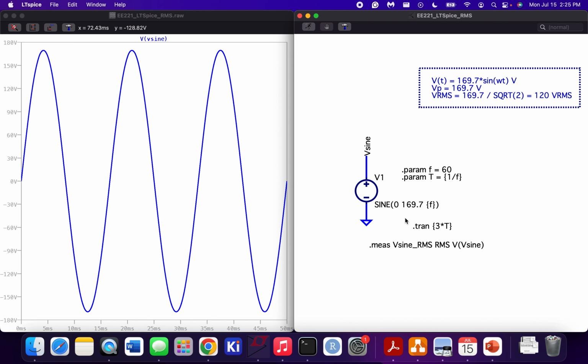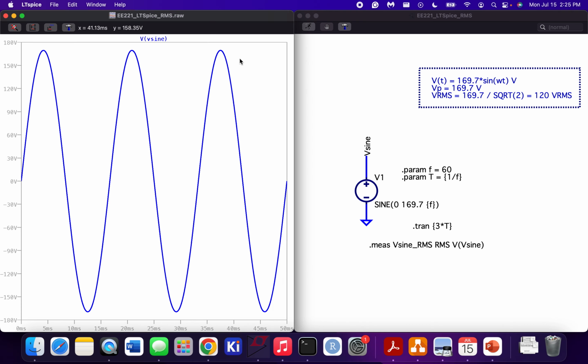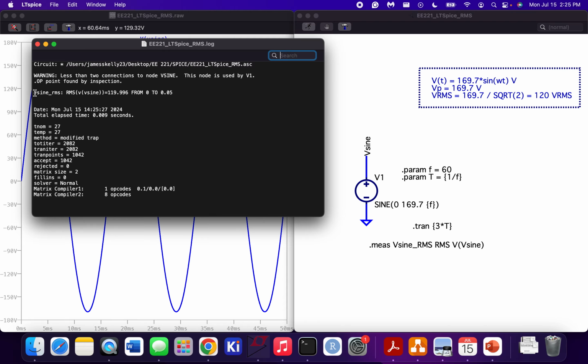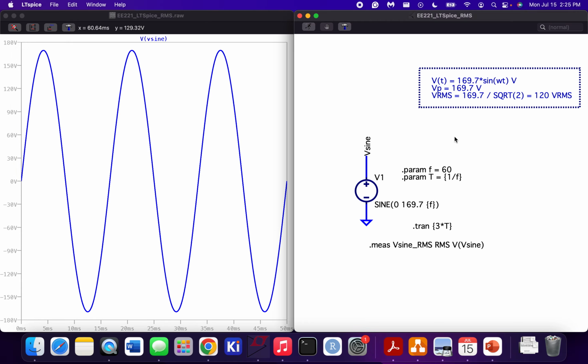I plop that down in my schematic and hit run. Nothing changes, but if I hit Command L now, I see this measurement for my RMS, which is 119.996 over the span of 50 milliseconds. That's pretty great. That gives me almost exactly 120 volts, which is what I expect for my RMS. So that's how we figured out how to find the RMS value of a signal in Spice. Now we have the tools to find the RMS value of a signal in LTspice, so we're rolling.